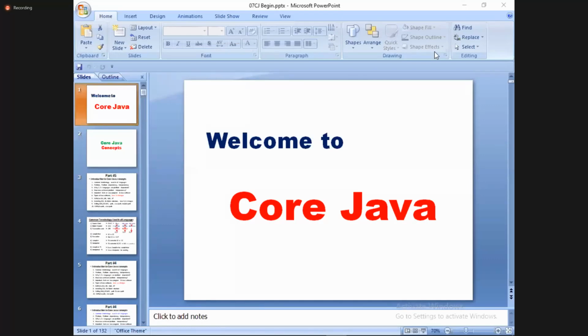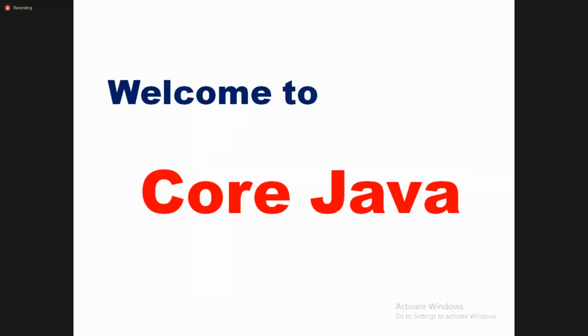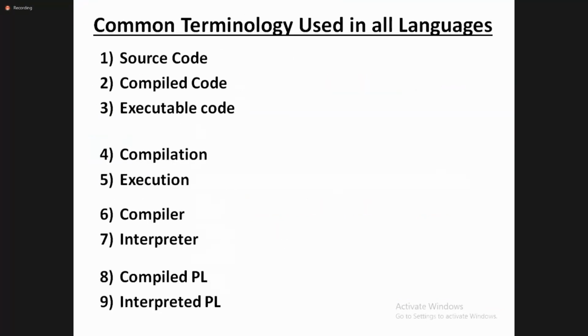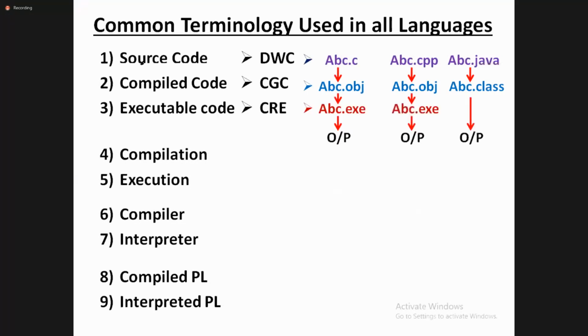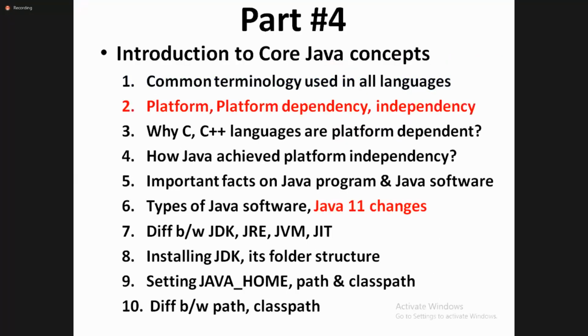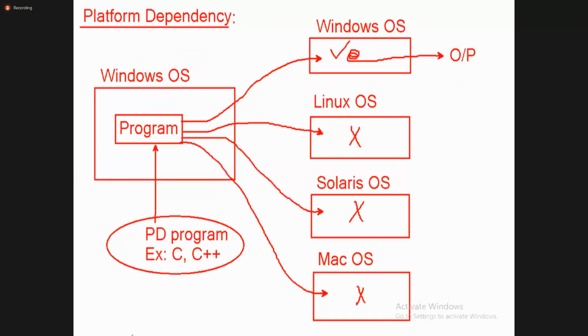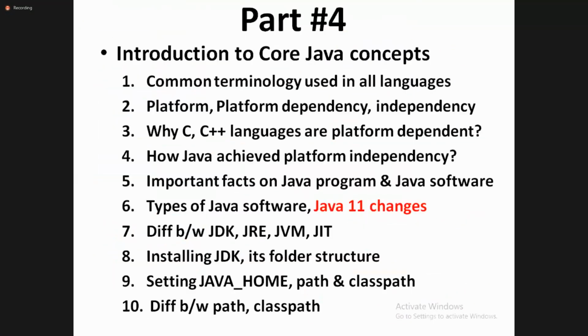Right. In last class, we completed platform dependency and platform independency. And today, we will try to understand the next points. Any doubts from last class? All the people understood clearly?